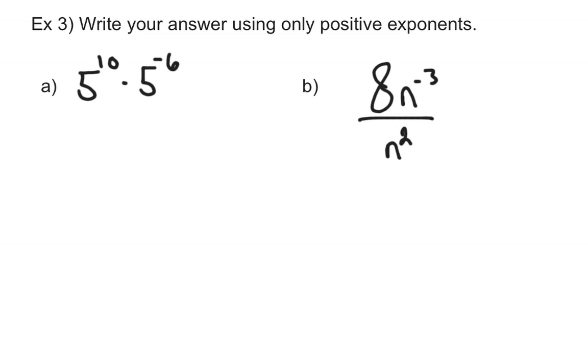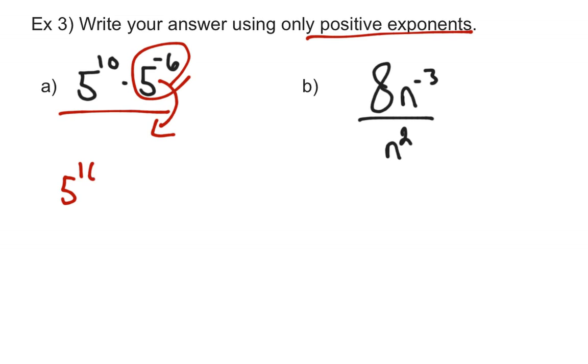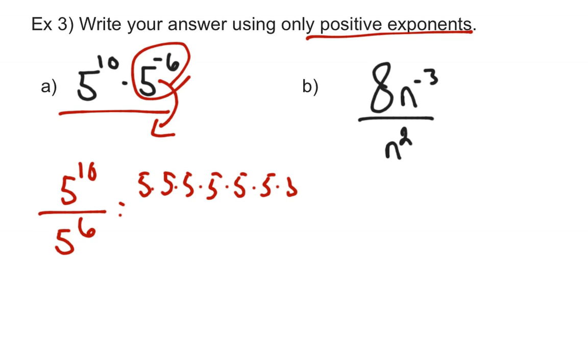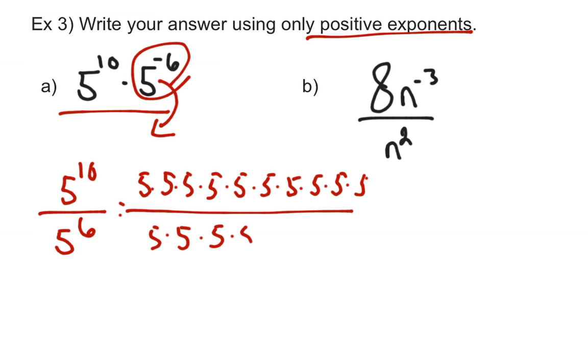Okay, you're back. First thing I notice, it says only positive exponents. So I need to get rid of that negative. I get rid of a negative exponent by moving it to the bottom. I'm going to rewrite that: 5 to the 10th still stays put, but now that 5 to the negative 6 goes downstairs and becomes 5 to the 6th. Okay, let's think about what that means. That means there are 1, 2, 3, 4, 5, 6, 7, 8, 9, 10 5s on top, and there are 1, 2, 3, 4, 5, 6 5s on the bottom.